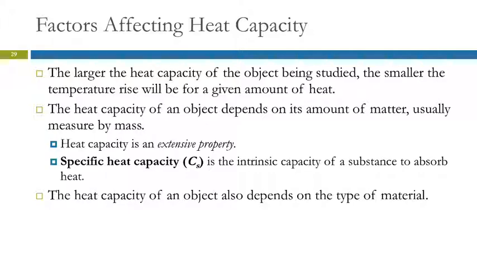So what we use most of the time is called the specific heat capacity, C sub S, and this is the intrinsic capacity of a substance to absorb heat. This does not depend on the amount of substance. So the heat capacity of an object is also going to depend on the type of material. So it depends on how much substance, and it depends on what the substance is made out of.